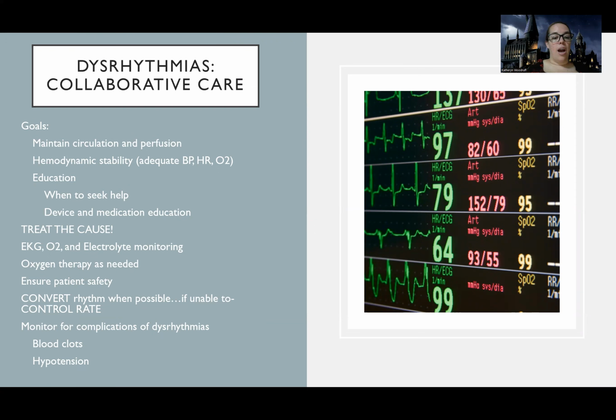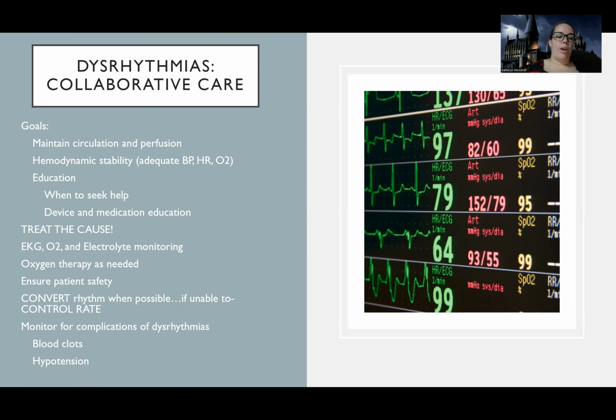There's EKG, oxygen, and electrolyte monitoring. That's really key because a lot of those are going to affect, again, how well I'm getting perfusion. They may need oxygen therapy. Rest is usually key for these patients. Make sure that they're safe, because a lot of the medications they're going to be on, and just being in the dysrhythmia itself, will put them at risk for decreased perfusion, therefore feeling lightheaded, dizzy, etc.